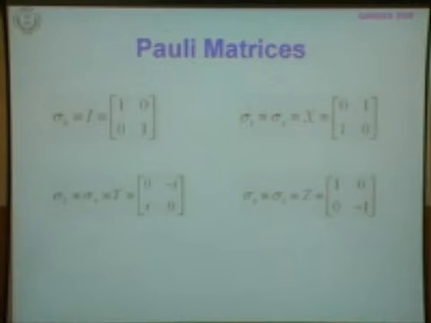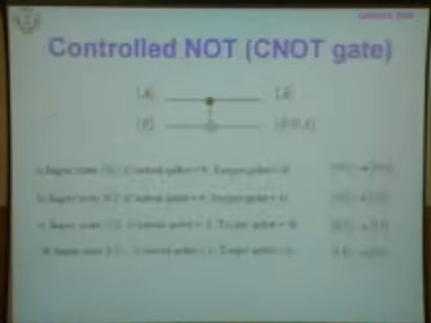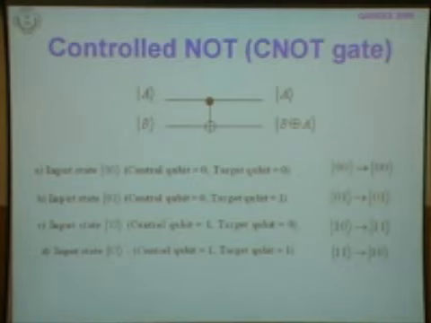Then we have got the Pauli matrices, sigma 0, sigma x, sigma y, and z. Then the control NOT gate. It's a 2-qubit gate. The top line is the control qubit, the bottom line is the target qubit. If the control qubit is 0, nothing happens to the target qubit, it goes as it is. If the control qubit is 1, the target qubit is flipped. So you get all these 4 combinations.